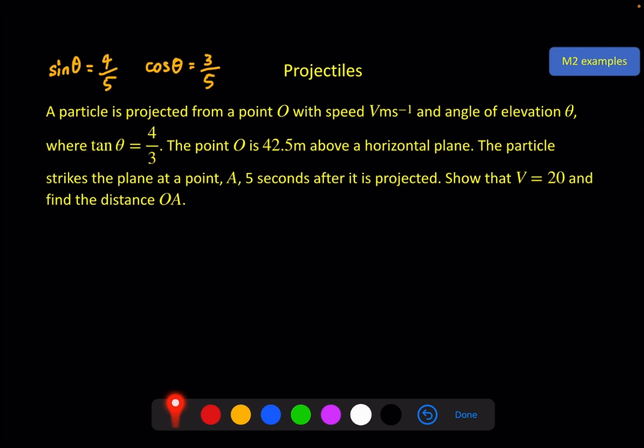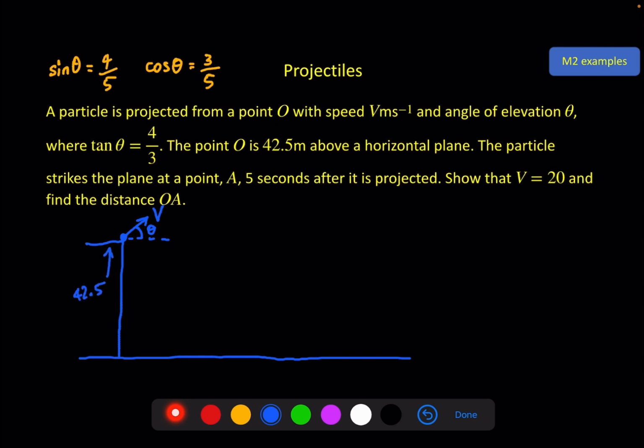So from this information, I've got these two bits straight away. The point O is 42.5 meters above a horizontal plane. So it's above a horizontal plane and it's being projected upwards. This is one situation where it might have been projected downwards, but it isn't. So here's our particle. It's being projected upwards with an angle of elevation theta and a speed capital V. This is 42.5 meters high, and its trajectory will be parabolic in shape.